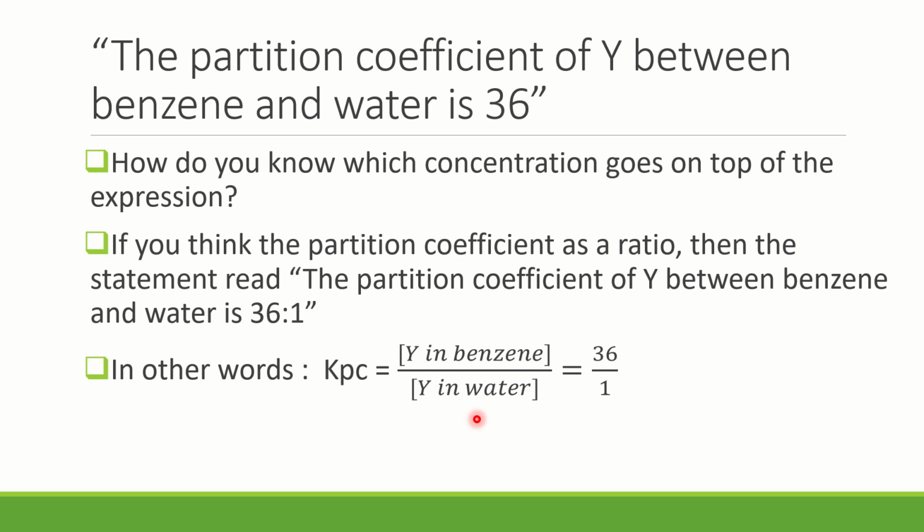If you express it in the KPC formula, it is the concentration of Y, which is your solute, in benzene over the concentration of Y in water, because you mentioned benzene first, so benzene goes on top. It will be 36 divided by 1. If you simplify, it becomes 36, and it is the same like this.